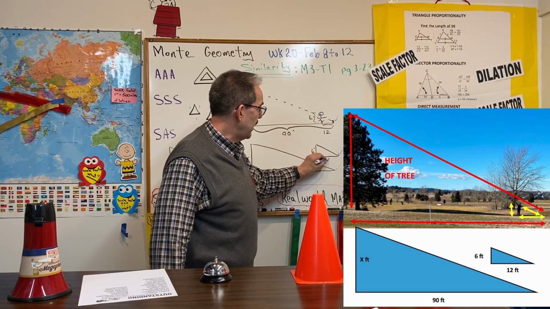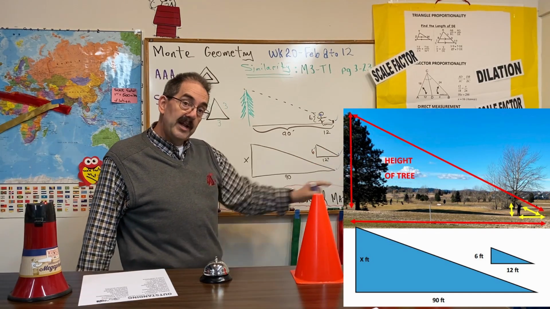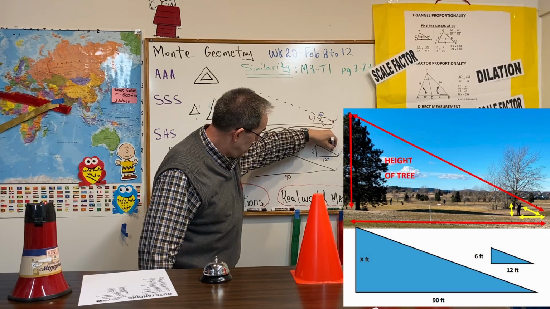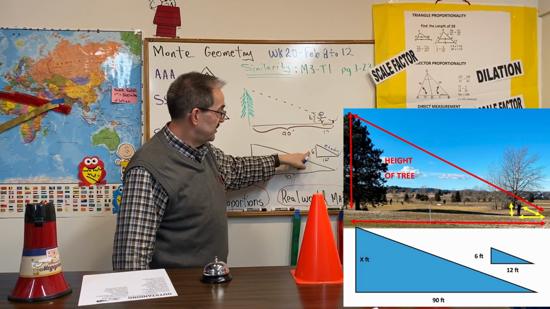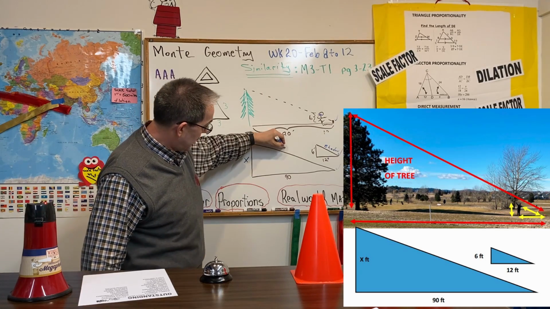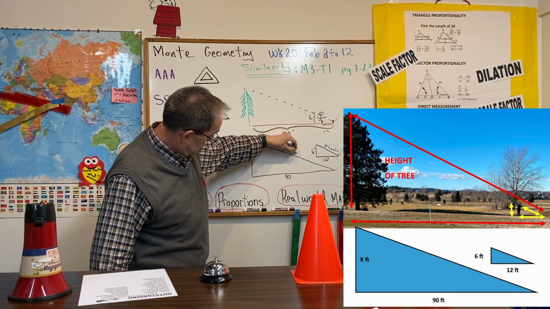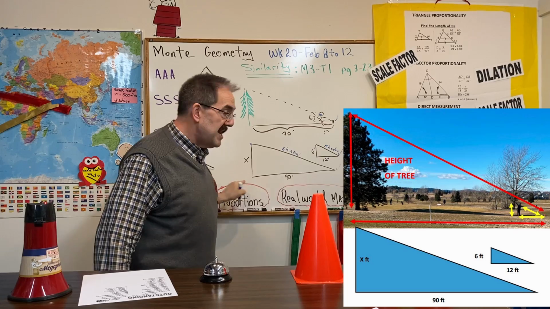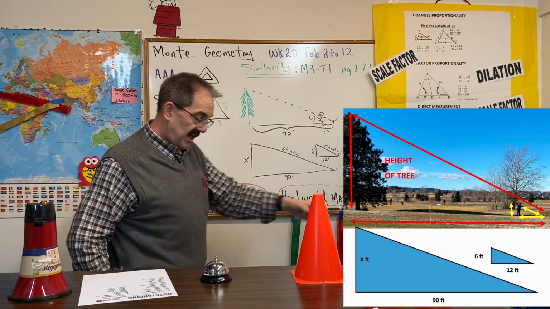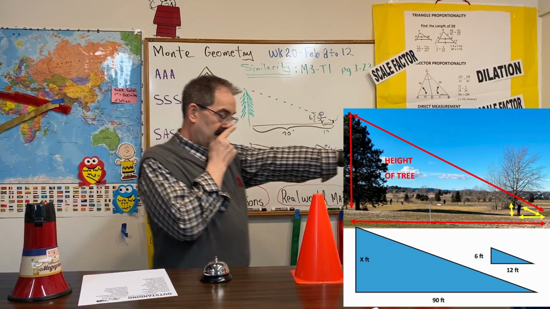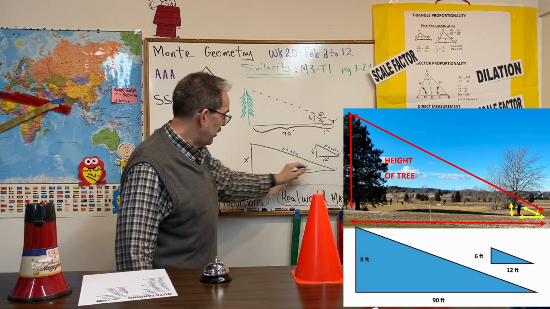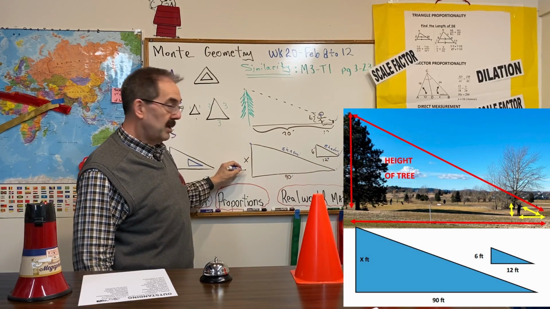12 feet. Okay? I created a triangle. My shadow, 6 by 12. The tree casts a shadow that was 90 feet, okay? 30 paces. I just estimated, right? Each pace that I took was 3 feet. So we had 90 feet and X.